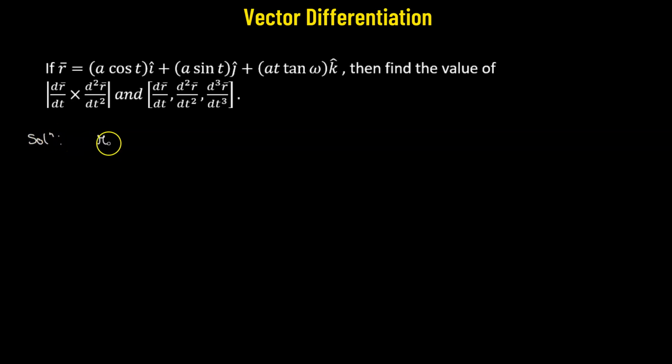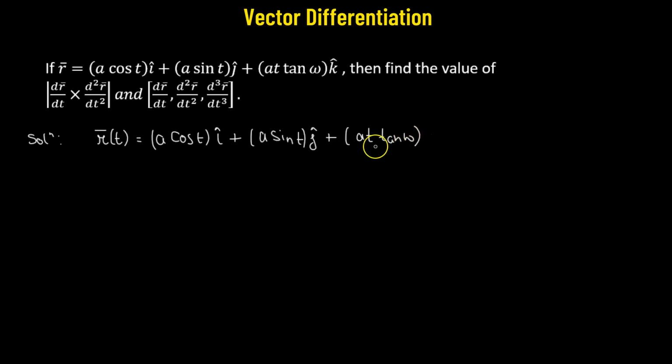So we'll start by noting down the value of the vector valued function r. That's given as a times cosine of t, that is the x component multiplied to i cap, plus the y component, so that's a sine t multiplied to the unit vector j cap, and the z component is a times 10 omega. Here omega is also a constant. This is the z component multiplied to k cap. So omega is a constant. So this is equation number 1.